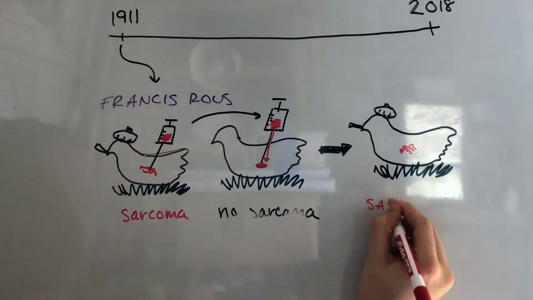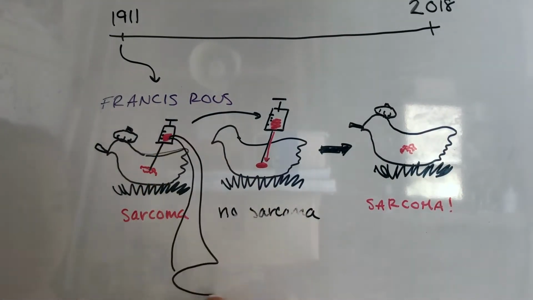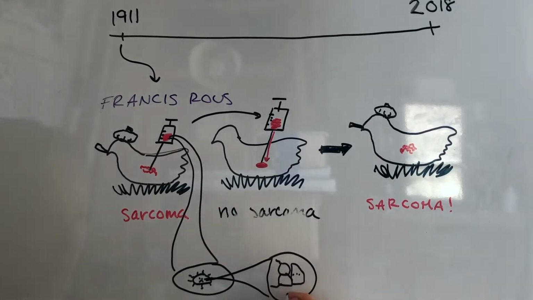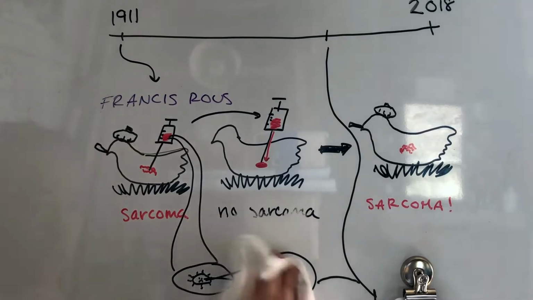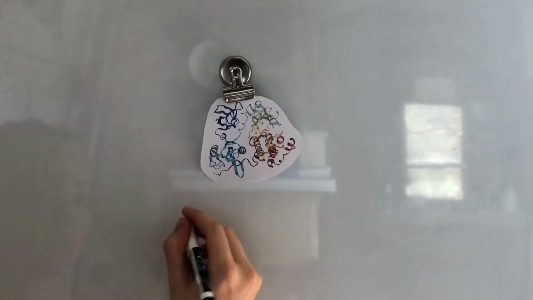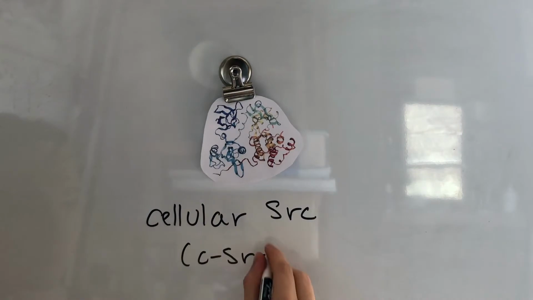An analysis of the tumor extract found that there was a virus expressing high levels of one unknown protein. It was concluded that the expression of this protein was what was causing the tumor growth. Many years later, this gene was identified in humans as SRC and its human protein product as c-SRC, short for cellular SRC.